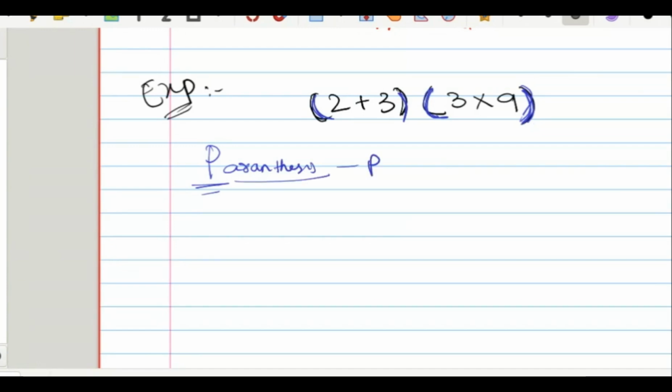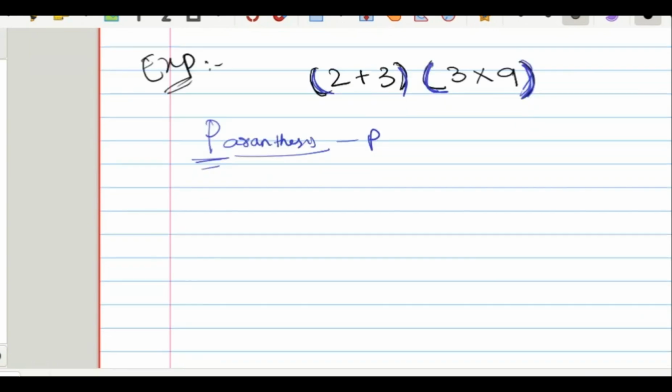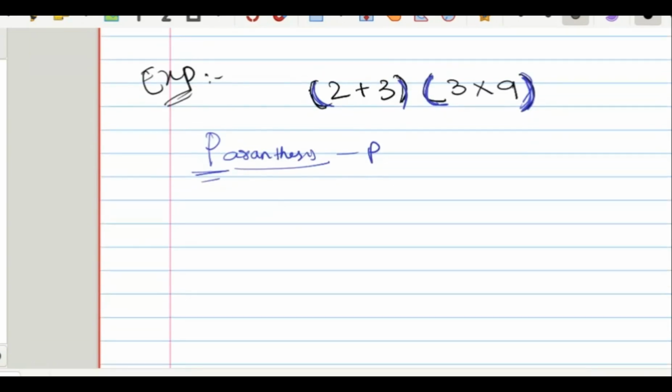So what is meant by this rule? It says that we must solve the things within the parenthesis first. Please, dear student, note this again. Don't do direct multiplication here. If you have a condition like this, with two brackets, there is a multiplication by default. So don't do this multiplication directly. Please first solve these things.